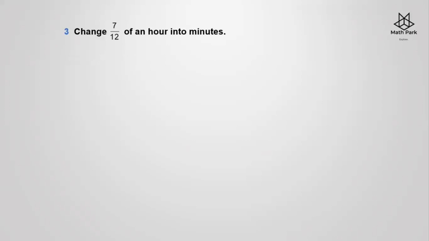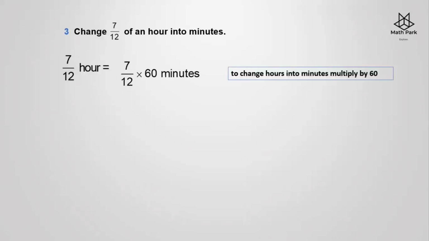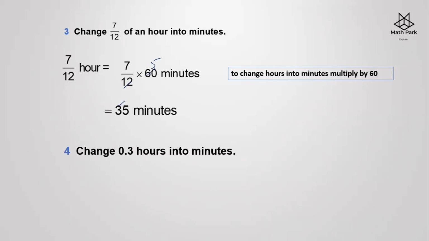Change 7 by 12 of an hour into minutes. Hour to minutes, we multiply by 60. 12 times 5 is 60, and 5 times 7 is 35. So that is how 7 by 12 hour is 35 minutes.